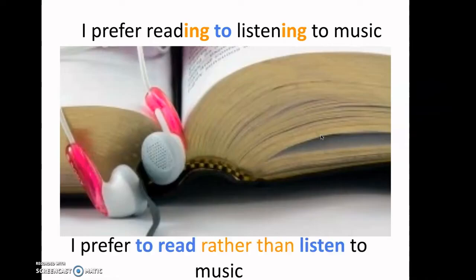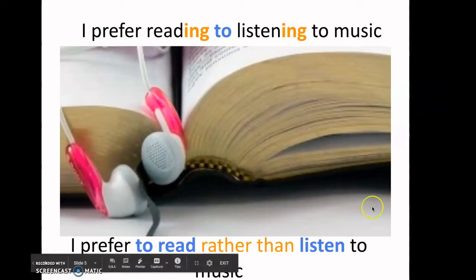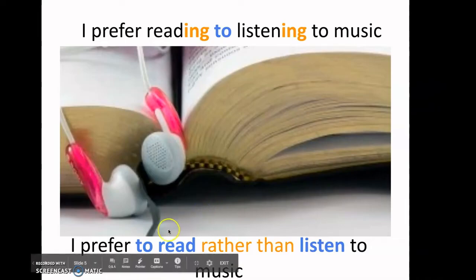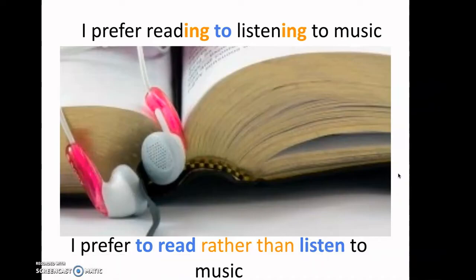Or finally, you could say, I prefer to read rather than listen to music. So in the third example, remember that when we use the to plus infinitive, such as here, we need to join it with rather than and then use a bare infinitive again. As I said earlier, these two examples mean exactly the same.